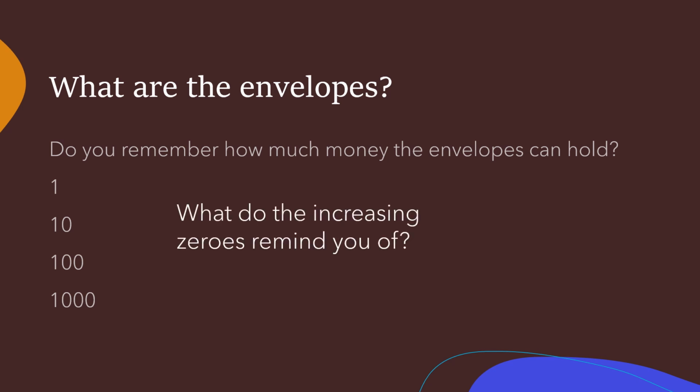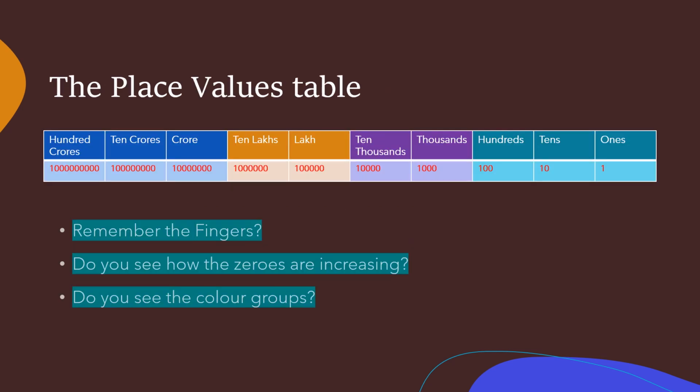What do the increasing zeros remind you of? You can take 2 seconds to think about it. The place value table. You guessed it right. What is the place value table? If we start from the very right with the ones, tens, hundreds, thousands, ten thousands, lakh, and it goes on.